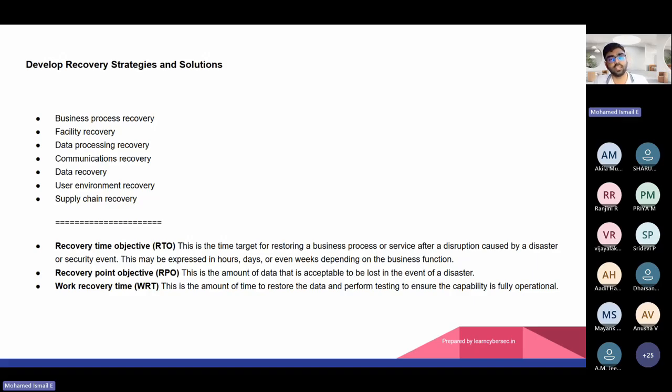So there is testing after recovering. The work recovery time is the moment you test and confirm the data is restored correctly and ready to work. That's the amount of time to restore the data and perform testing to ensure the capability is fully operational. So you must be aware of these 3 terminologies. There are questions you may expect in the exam.